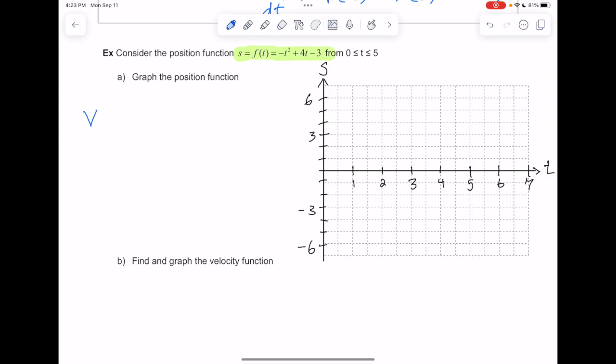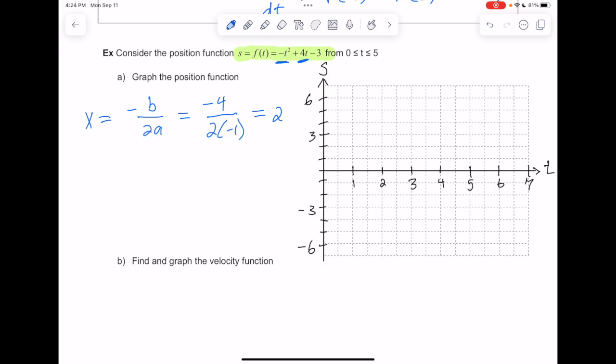The x-coordinate of the vertex of a parabola is negative b over 2a, where b is the coefficient in front of the first degree term. So that would be negative 4, because there's this 4 in front of the t term, divided by 2a, where a is the number in front of the squared term, which in this case is negative 1. So the vertex is negative 4 over 2 times negative 1, which would be positive 2. So that's the x-coordinate of the vertex.